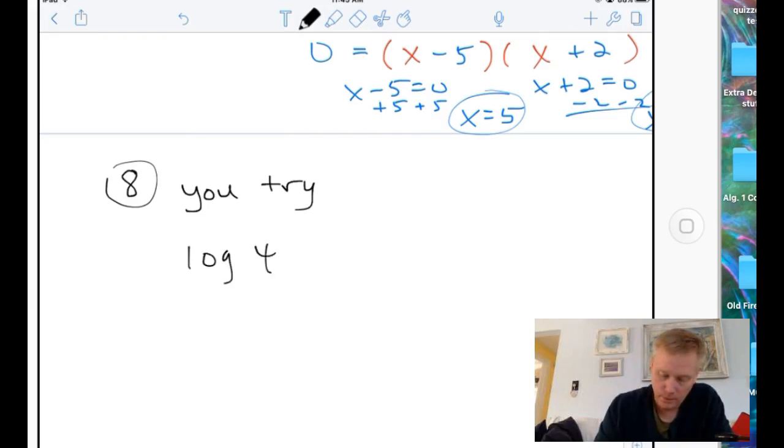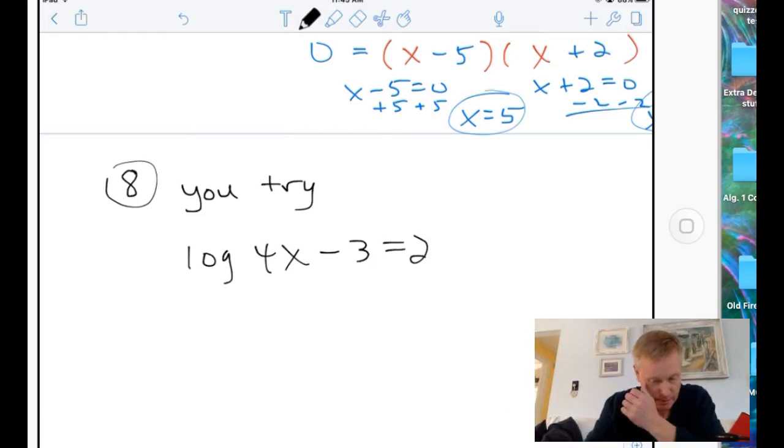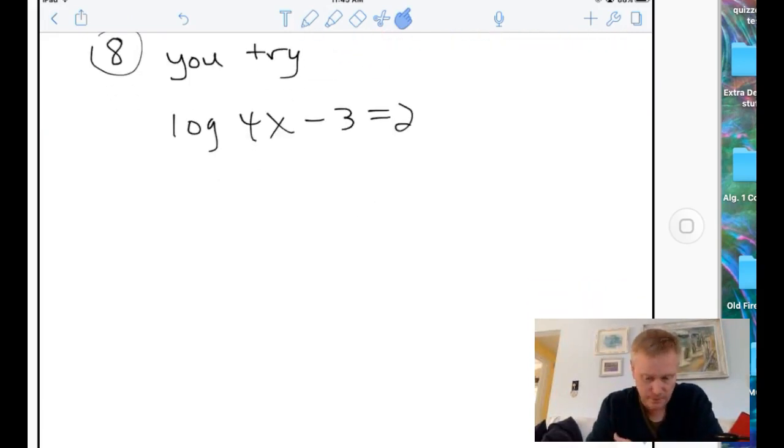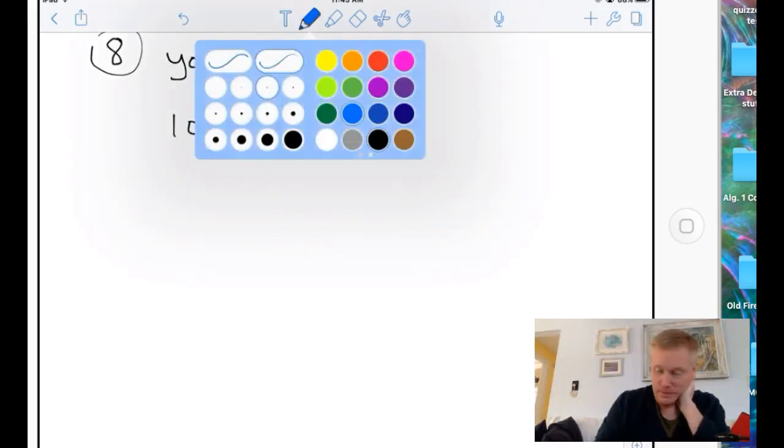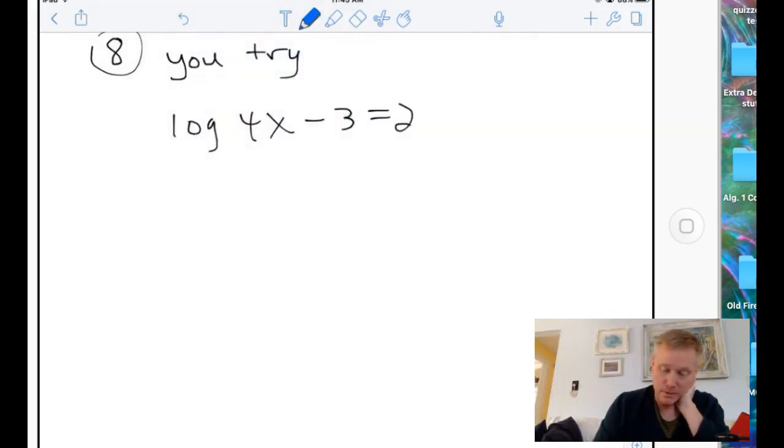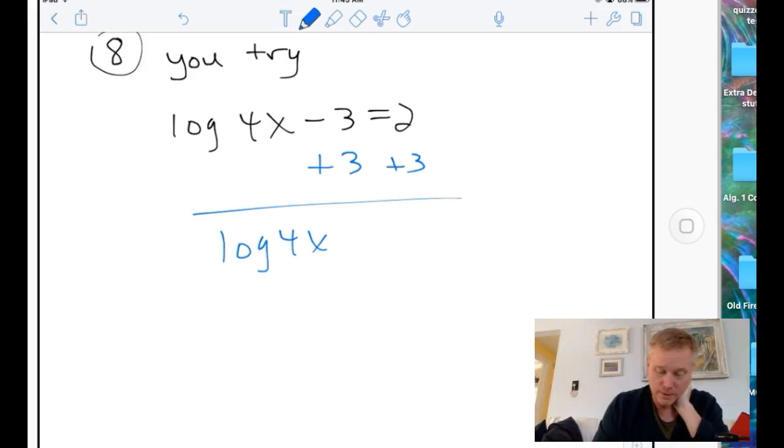Log of 4x minus 3 equals 2. And notice how that minus 3 is not in parentheses. Not necessarily the same as the last one. Alright, so you should hit pause, try it out, and then see if you figure it out. I'm just going to work right through it. And I get, with this one, I'm going to get the log alone. I want to get rid of that minus 3, which means I get the log of 4x equals 5.